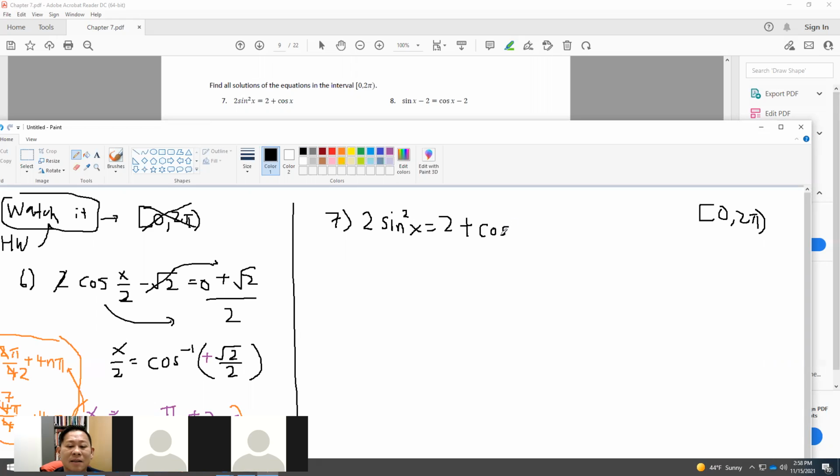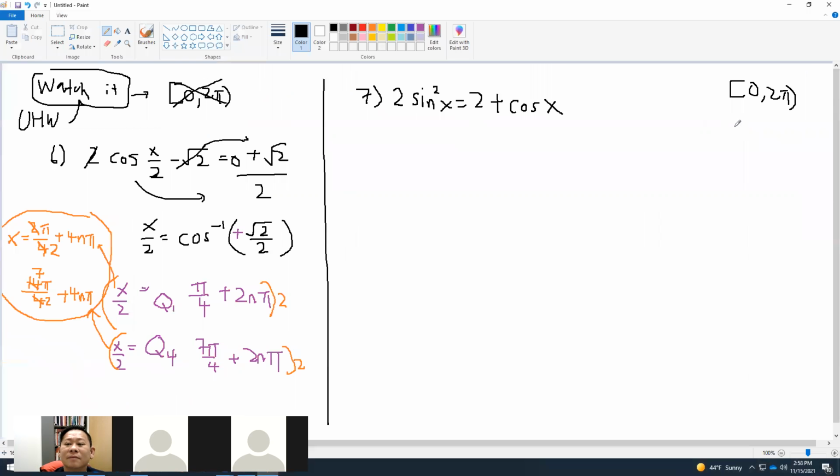What does a bracket stand for and what does a parenthesis stand for, if you see this? Bracket means it includes 0. And parenthesis means what? You exclude 2 pi. So that means if you get your answer, 0 and 2 pi is the same thing, right? 0 and 360 is the same thing because you go through one revolution.